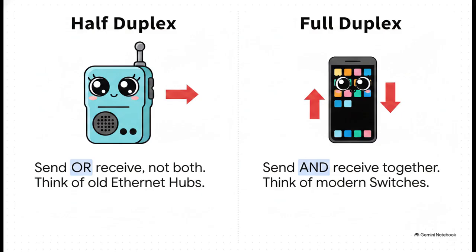But then we have full duplex, which is more like phone call mode. A device can send and receive simultaneously. You can talk, and you can listen to the other person talking over you at the exact same time. Modern Ethernet switches operate this way, which is a total game changer.